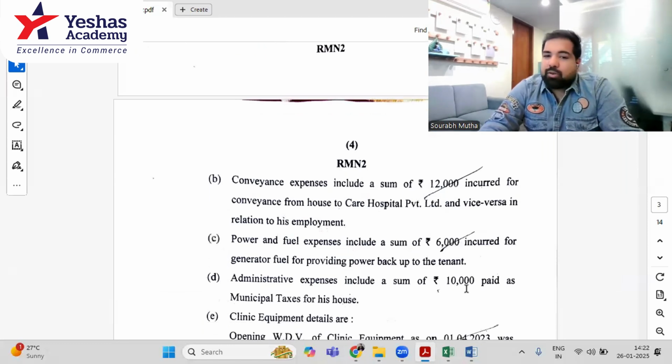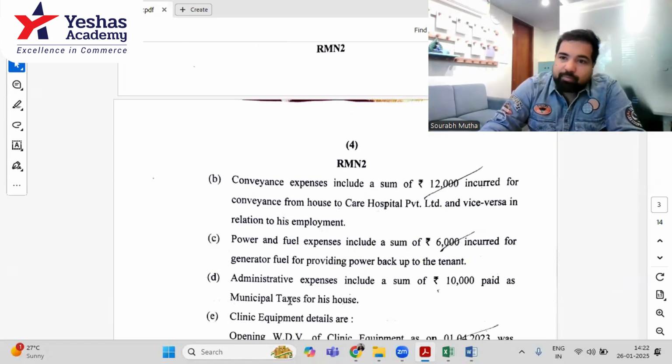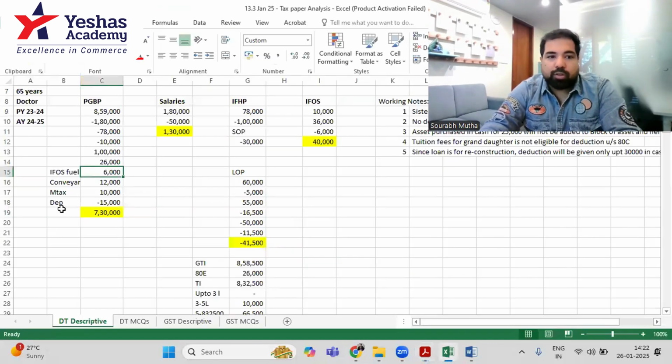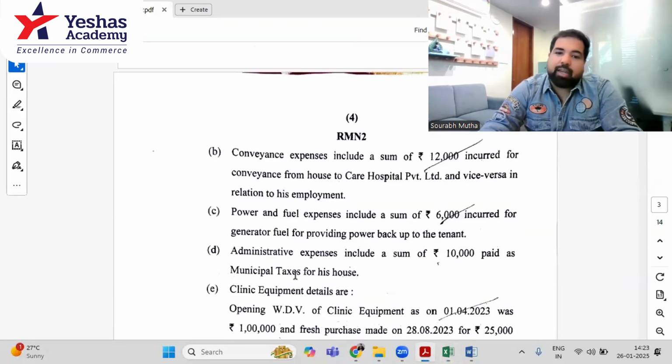Next, admin expenses include 10,000 paid as municipal tax for house. Again, this is for house property, so remove it from here. So 10,000, I have removed it from here, taken it to respective places, which we will see ahead.